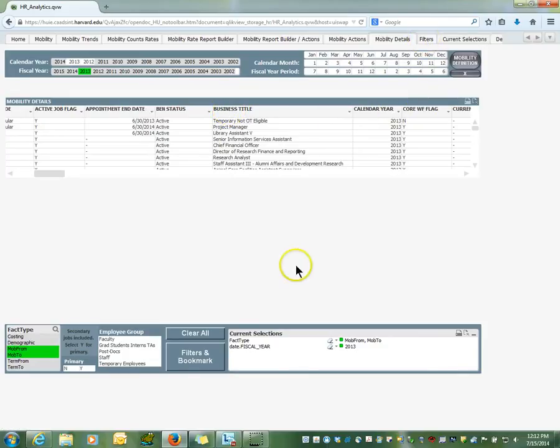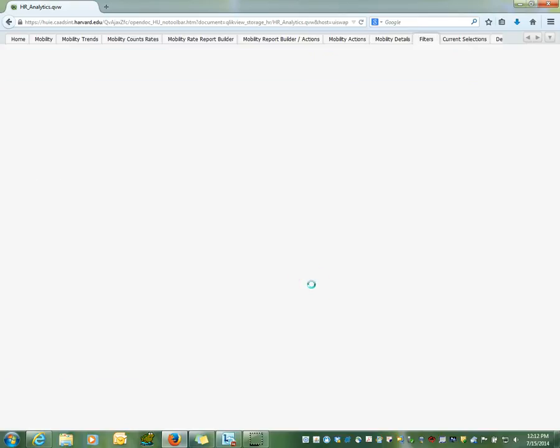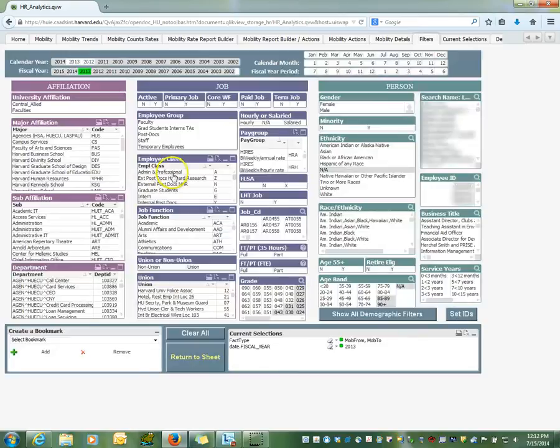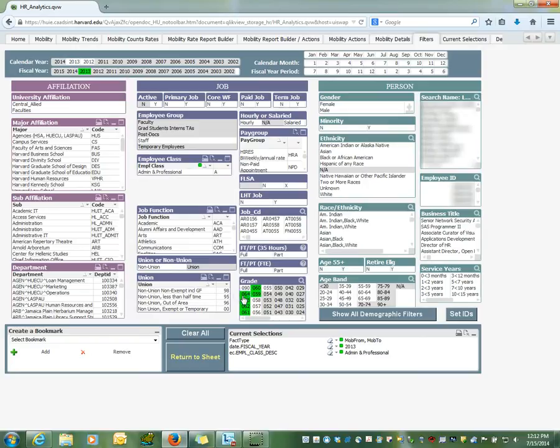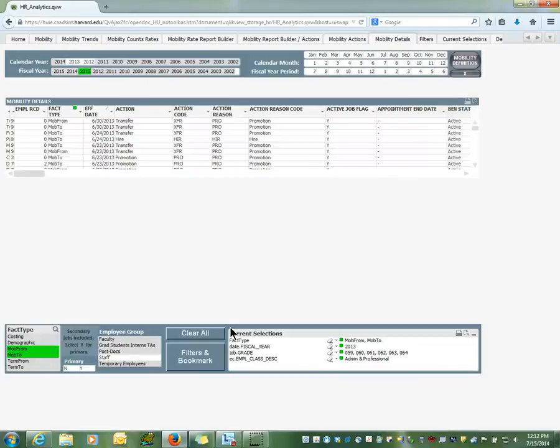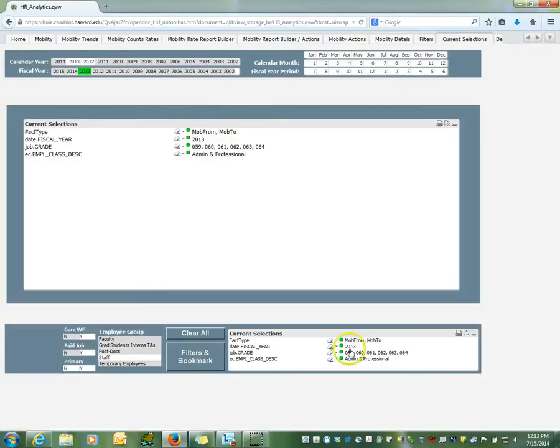As with all of the sections, if you click on the filters and bookmark page, then you can select things that you want. So if you want to focus in on admin professional or a particular grade set, say high level grades from grades 59 to 64, you can see what type of mobility has happened with that and click on the return to sheet. And then you have that information for that subset. You can see that in the current selections, you've got what your new criteria is listed as. So the filters page is available if you want to go directly there. There's a current selections box that just expands this little box that you have down here if you have a lot of selections available.